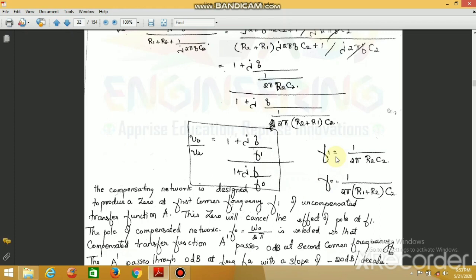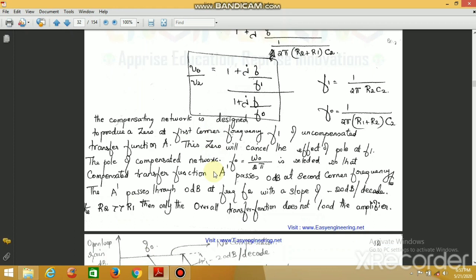So F1 will be calculated as 1 by 2 pi R2 C2, and F0 is considered as 1 by 2 pi (R1 plus R2) into C2. When you substitute this F1 and F0 in the above equation, you get the value of A dash as 1 plus jf by F1 divided by 1 plus jf by F0. So this compensating network is mainly designed to produce a zero at the first corner frequency and a pole at another corner frequency.